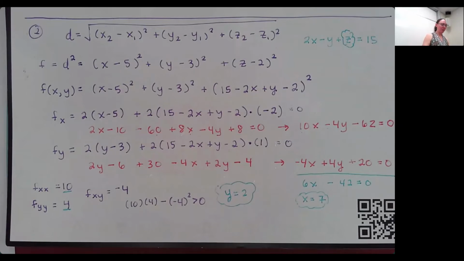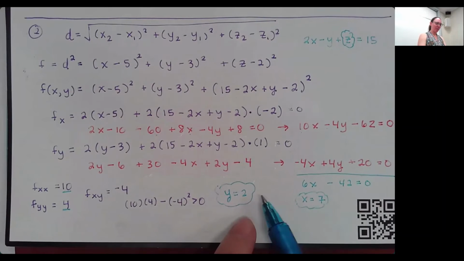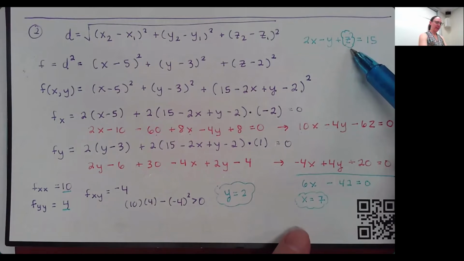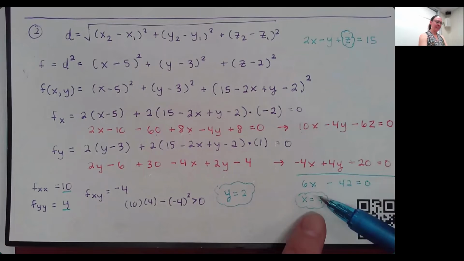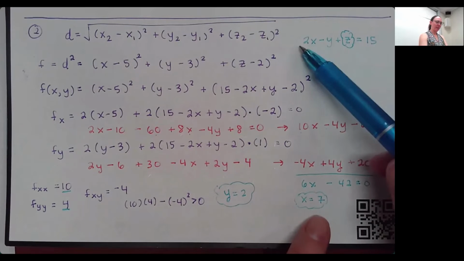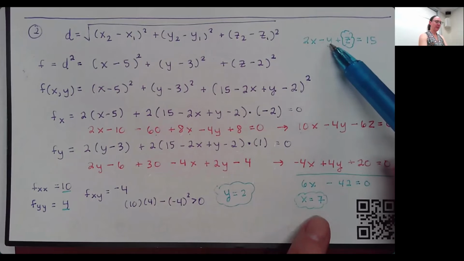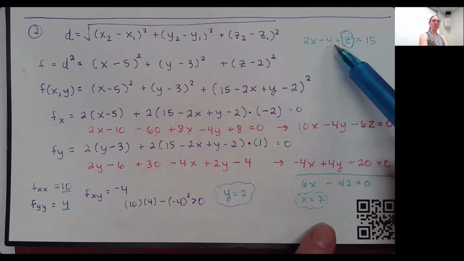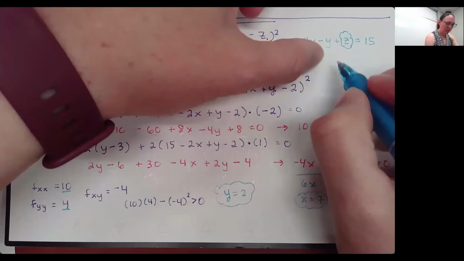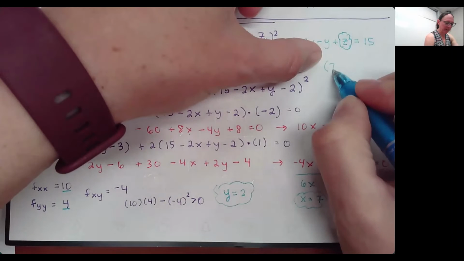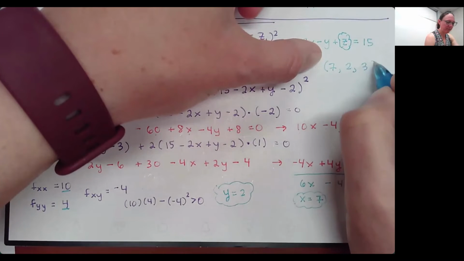It really is a minimum, but we have one last step, which is in order to give the point, I need an X, a Y, and a Z value. So I've got my X, I've got my Y, and I just need to plug that back in to come up with Z. So if X is 7, that would be 14 minus 2. So now I'm at 12, which must mean Z is equal to 3. So my point for the final answer here would be 7, 2, 3.